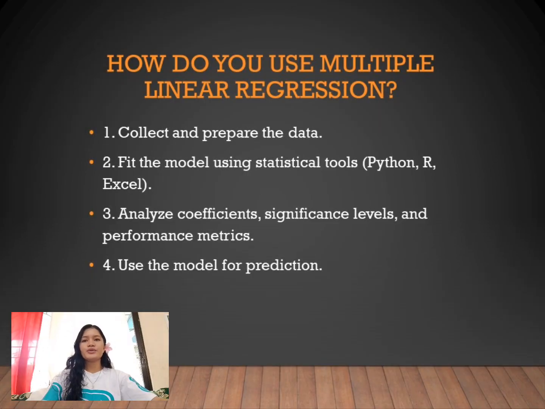How do we actually use multiple linear regression? Step 1 is to collect and prepare the data. This involves ensuring that it's clean, free of outliers, and properly formatted. Step 2 is to fit the model using tools like Python, R, or even Excel. Step 3 is to analyze the results, looking at coefficients, p-values, and performance metrics like R-squared. Finally, we use the model to make predictions based on new data.